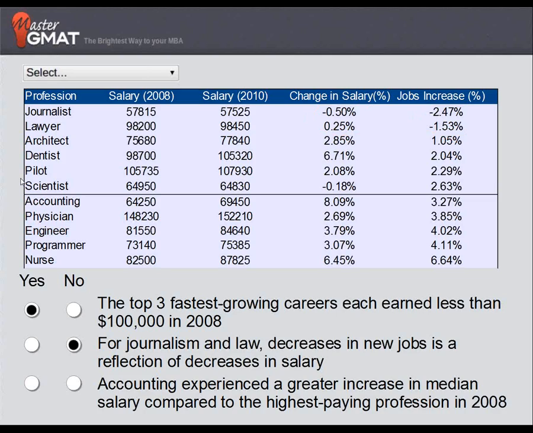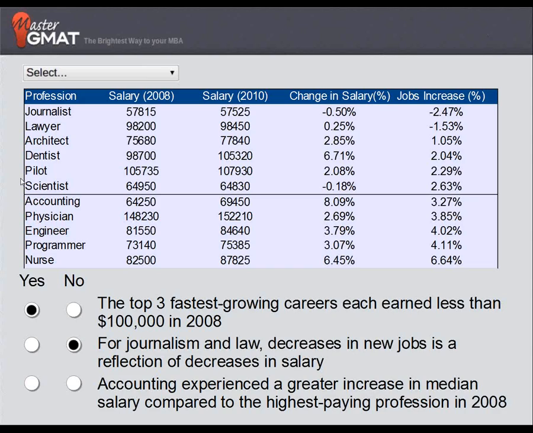Let's take a look at our third and final statement for this question. The last statement in this either-or question is, accounting experienced a greater increase in median salary compared to the highest paying profession in 2008? Wow, that's a little bit dense. In fact, I need to read it again because I'm having a little hard time following. So it says, accounting experienced a greater increase in median salary compared to the highest paying profession in 2008.